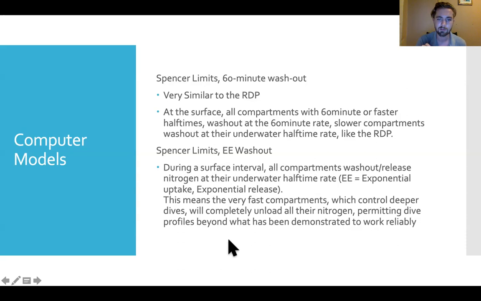Then there's also this thing, which is the EE washout, which is exponential uptake and exponential release. So all the compartments are going to wash out at that halftime rate that we were looking at before. And this means that the really, really fast compartments that control deeper dives can completely unload their nitrogen quickly. So we could do dive profiles with this EE washout that maybe aren't demonstrated to be super reliable. The table wouldn't recommend us doing it, but the computer wouldn't stop you from doing it because the algorithms would allow it.